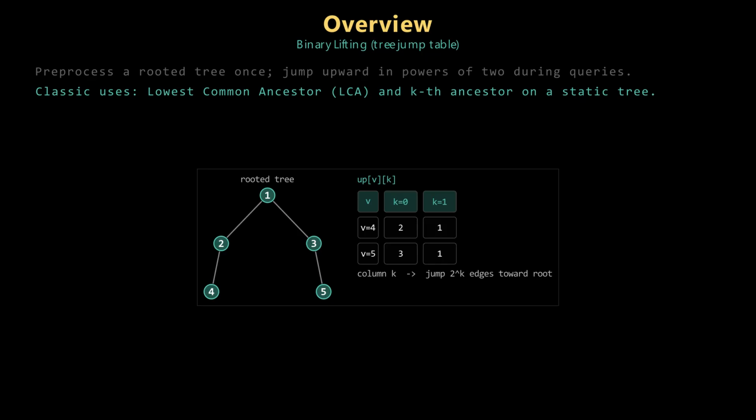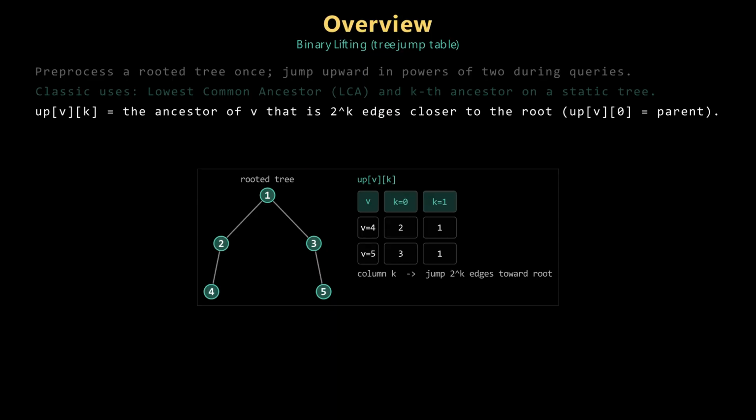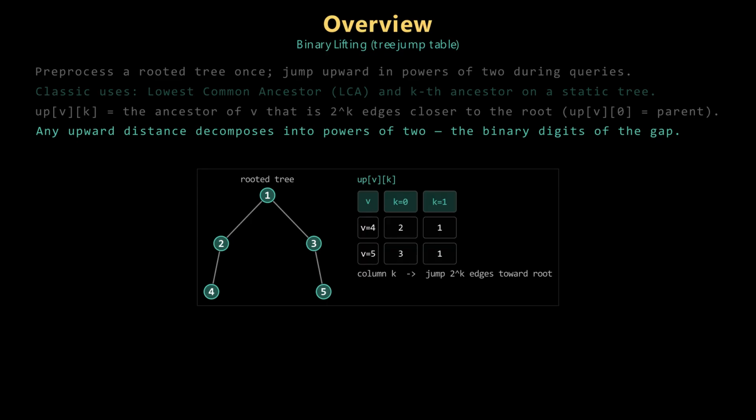leaf. We store a jump table. Up at row v, column k is the ancestor of v reached by climbing exactly 2^k edges toward the root. Column 0 is just the immediate parent pointer. To climb d edges upward, write d in binary and use the set bits as jump sizes. 8 plus 4 plus 1 means 3 table lookups instead of 13 parent steps.